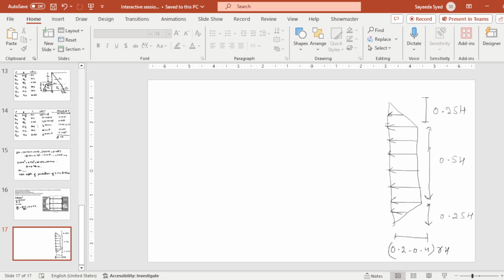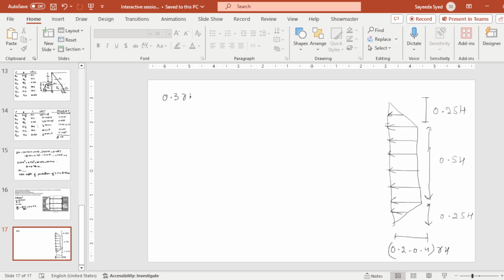So let's try. Let's take it as almost 0.3 gamma h equals 0.3 into 18 into 7, which comes out to be 37.8 kilonewton per meter square.